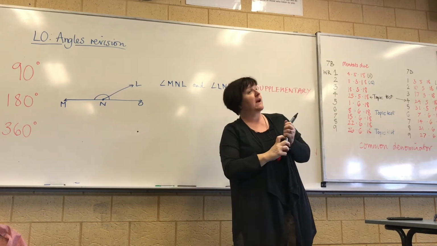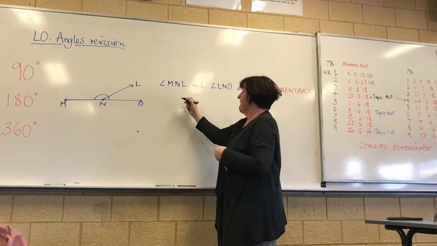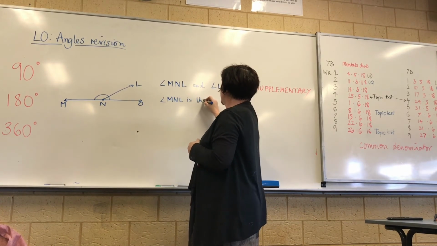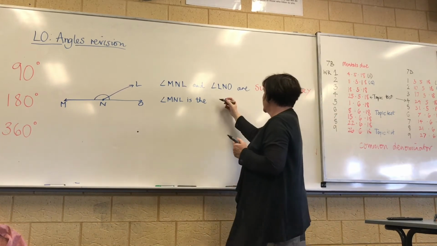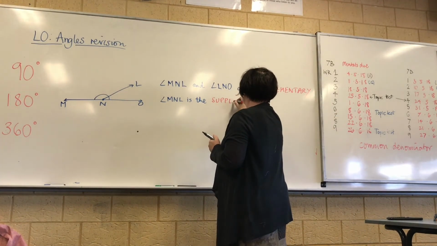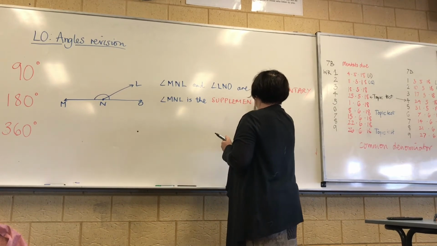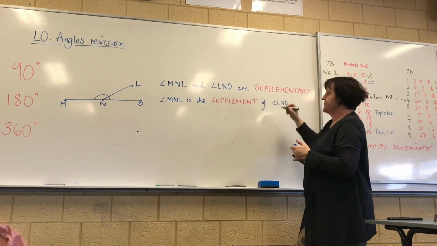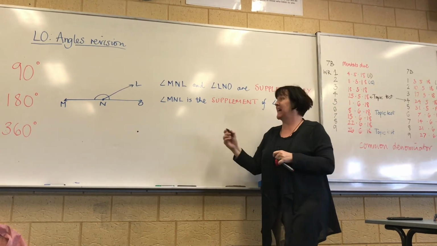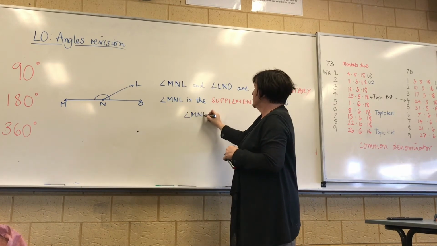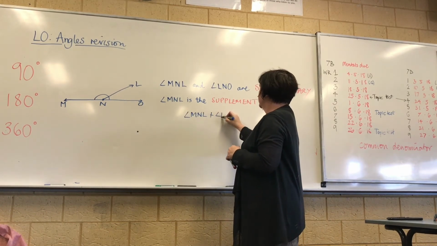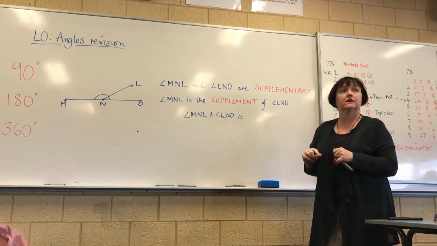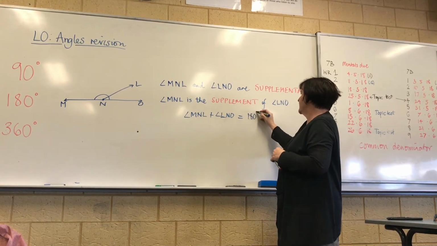Okay, how would we write it the other way? Angle sign MNL is the what? The supplement, that's right. Is the supplement of LNO. Okay? And together they will make, so MNL plus LNO will equal what? 180. 180, that's right, 180 degrees. Okay.